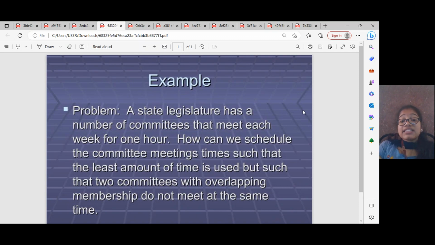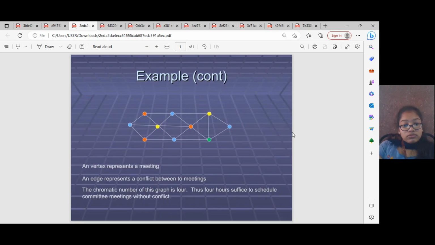See, for example, a state legislature has a number of committees that meet each week for 1 hour. How can we schedule the committee meeting times such that the least amount of time is used, such that two committees with overlapping membership do not meet at the same time? Let's just consider that as one example. Now see here, a vertex represents a meeting and an edge represents a conflict between two meetings. The chromatic number of this graph is 4. Thus 4 hours suffice to schedule committee meetings without conflict.